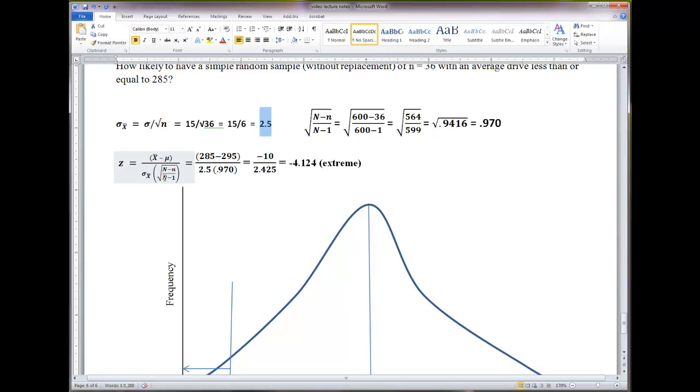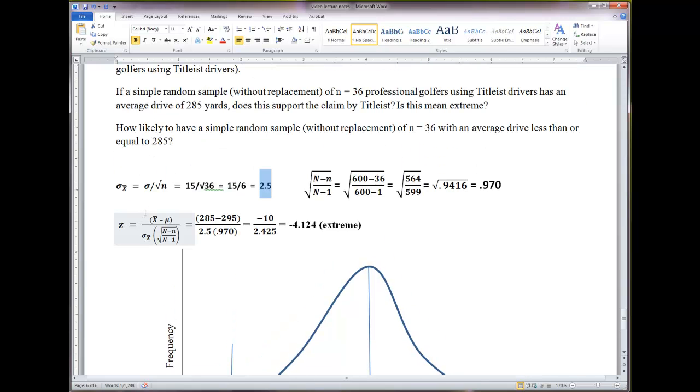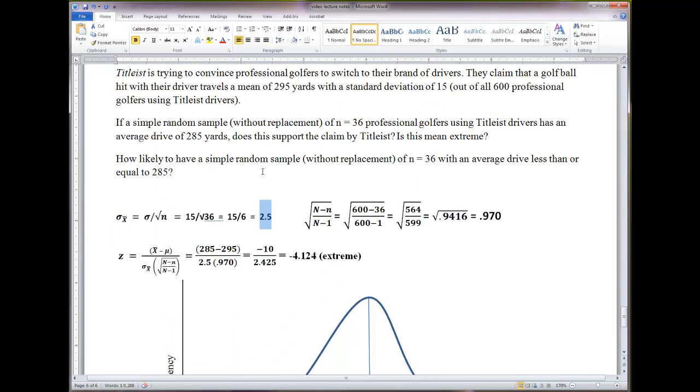Now we have everything we need for the denominator of z, and we already had everything we needed for the numerator. We've got our sample mean here and our population mean here. So our sample mean minus our population mean, so 285 minus 295, divided by the standard error times this correction factor, this 0.970. We end up with negative 10 divided by 2.425, and we get negative 4.124. So this is very extreme in this case. We would say this is an extreme sample. Not very likely to see that.